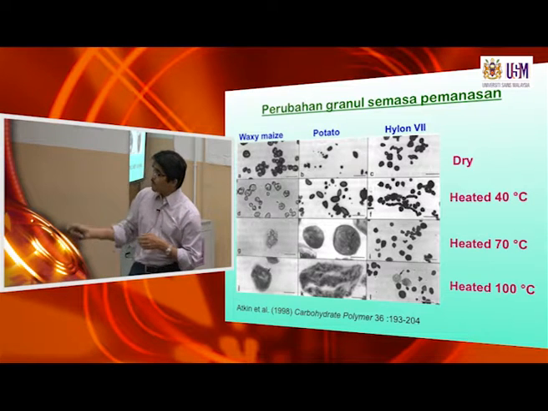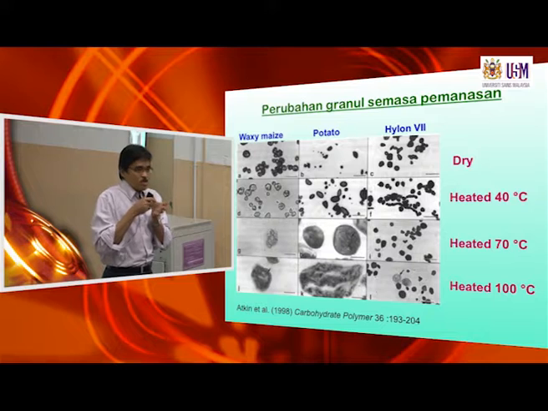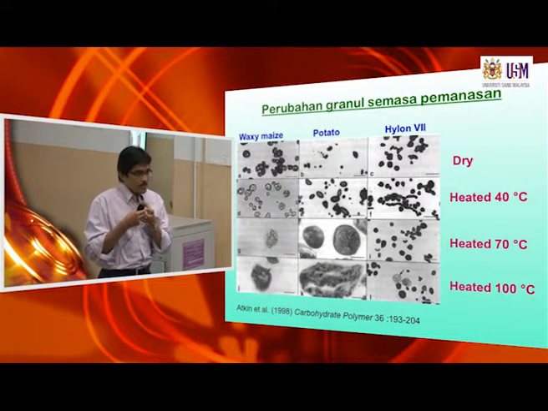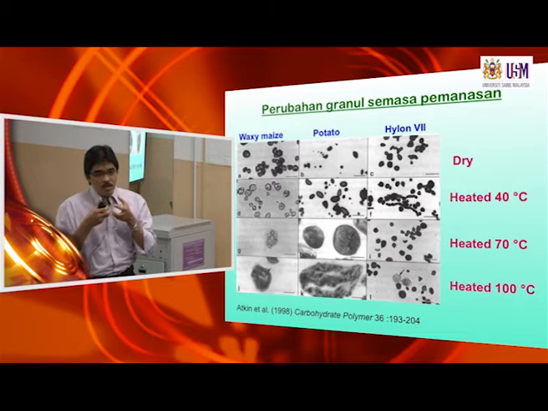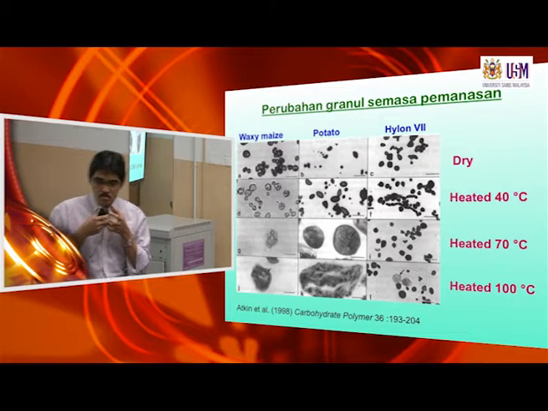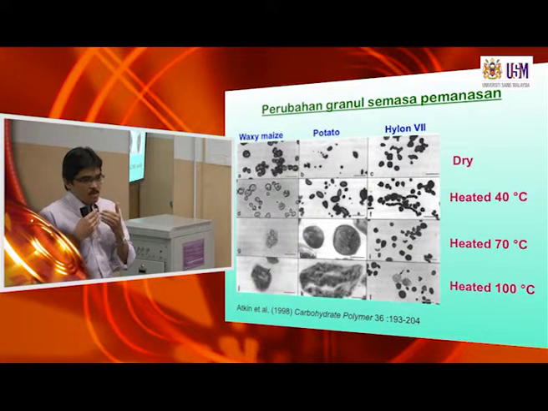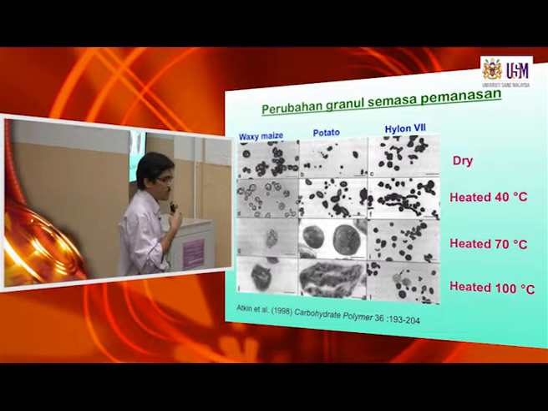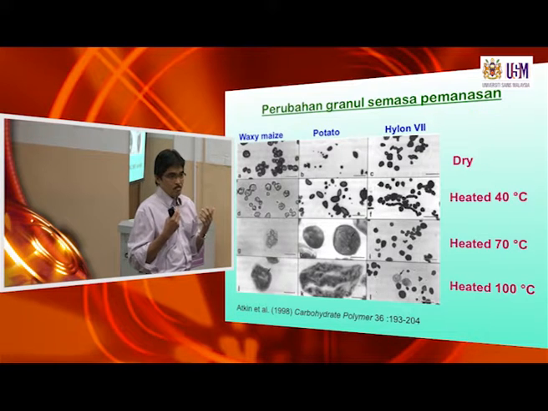faster compared to potato and waxy maize, is because the amylose actually gives strength to the granule. It holds the structure of the granule, and it would provide a reinforcement, menguatkan the granule, so it becomes more difficult for the granule to swell.